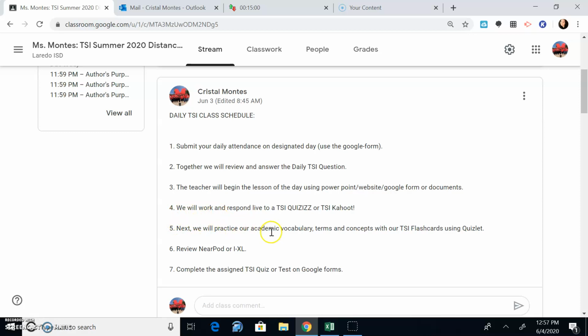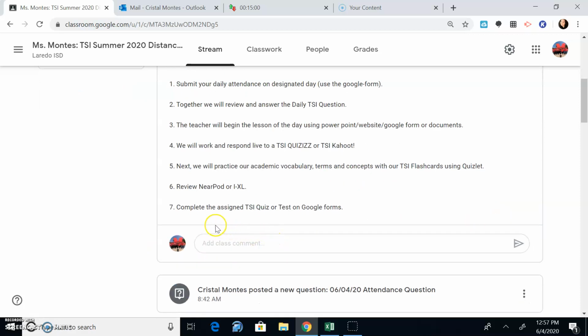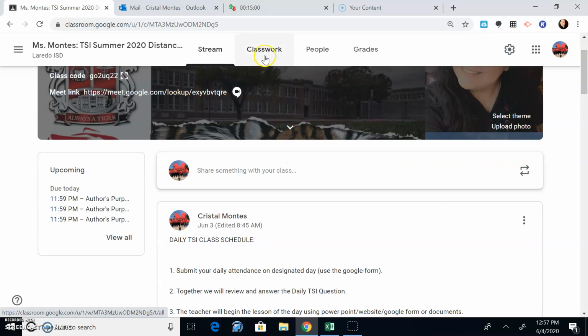Next, we will practice our academic vocabulary, our terms, and the concepts that are tested on the Reading TSI using the TSI flashcards and Quizlet. We also do use Nearpod and iExcel, and then you complete the assigned TSI quiz or Google form that I create for you guys. Now, let me give you a tour of my Google Classroom.